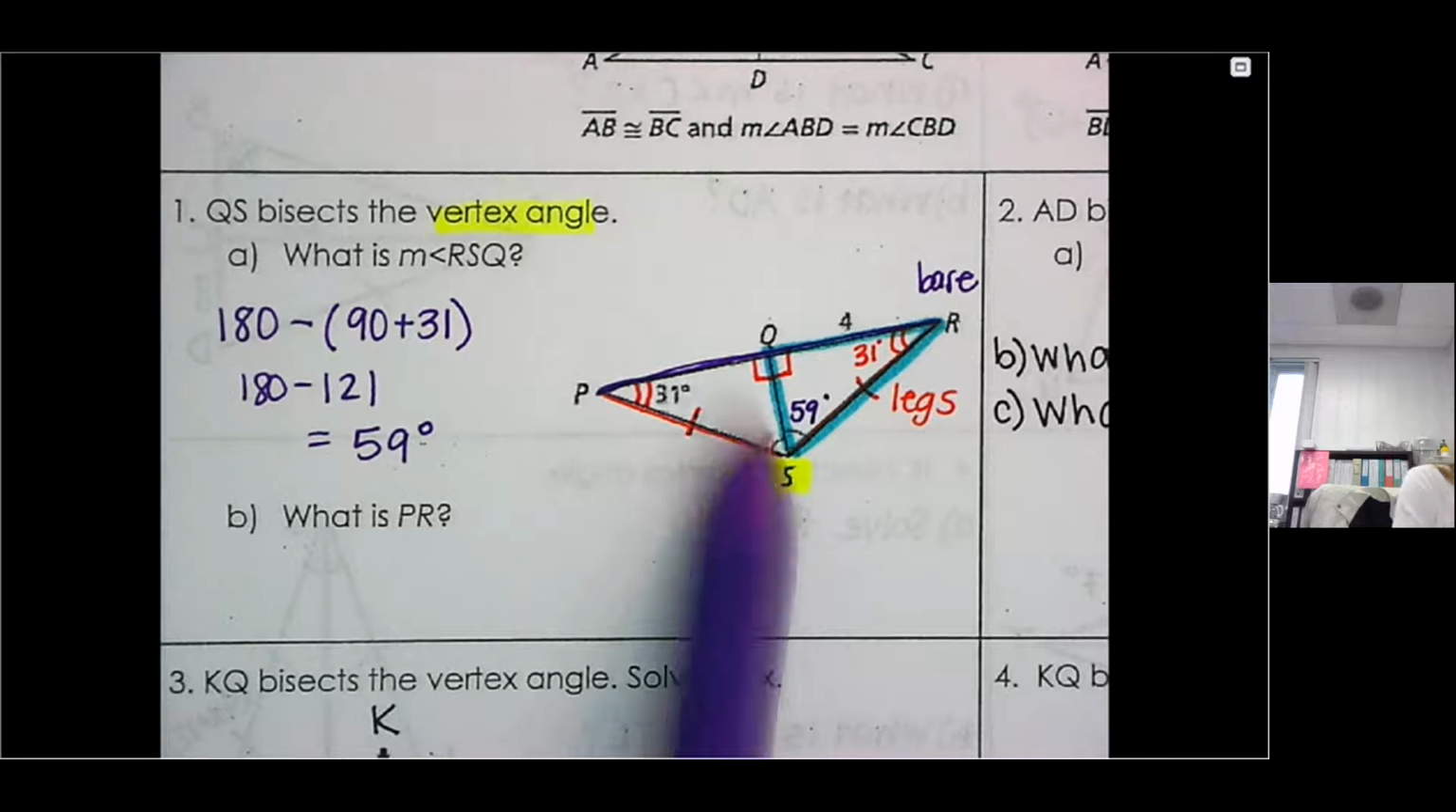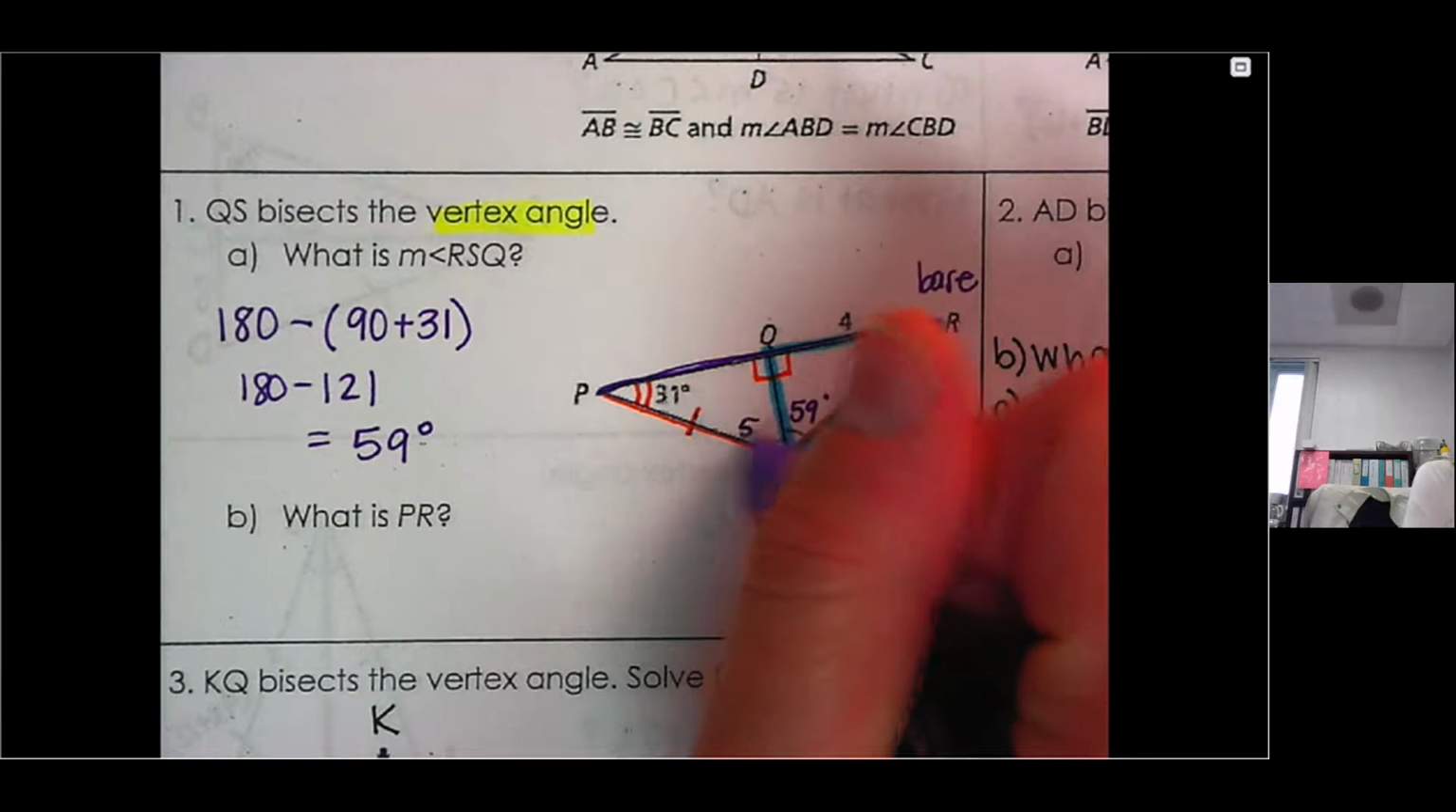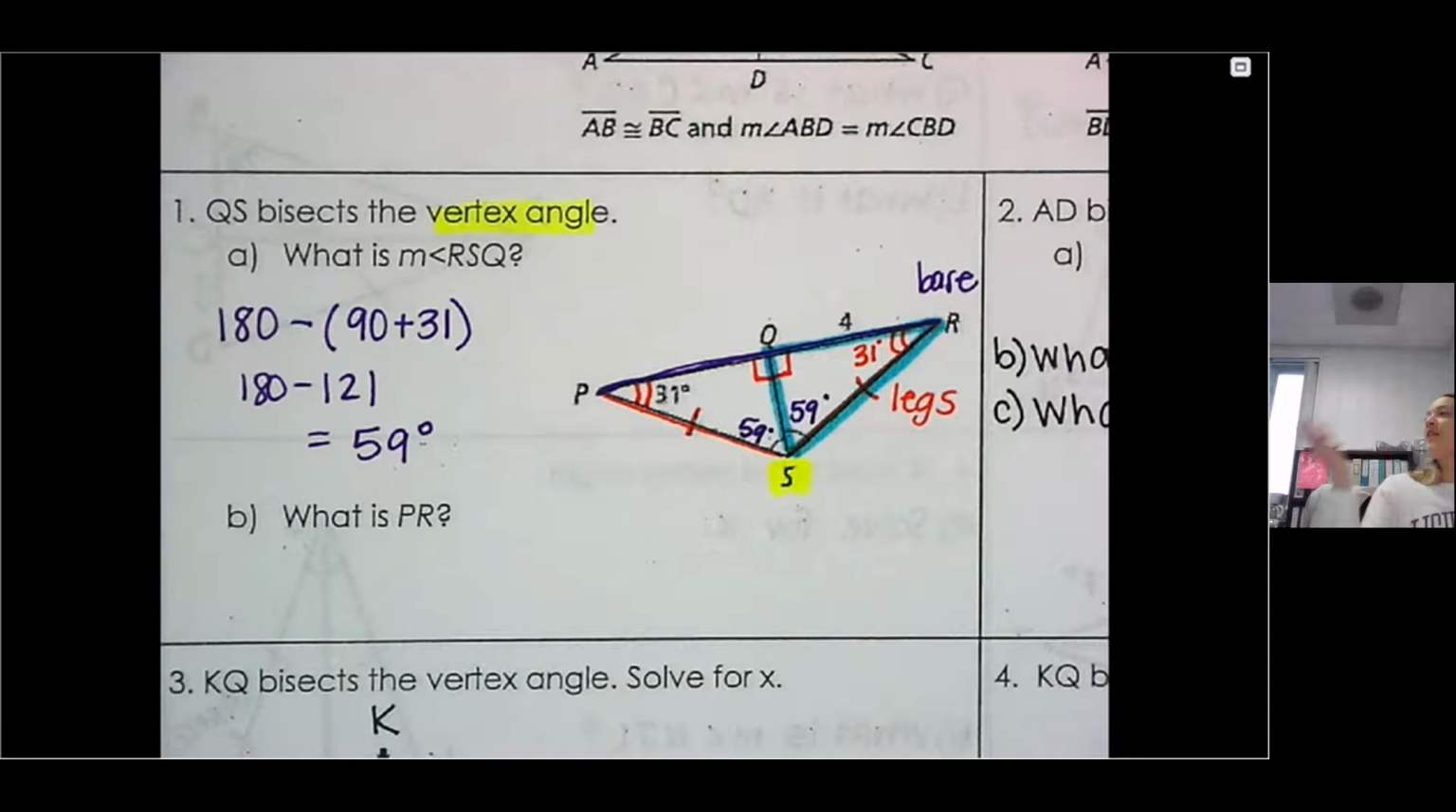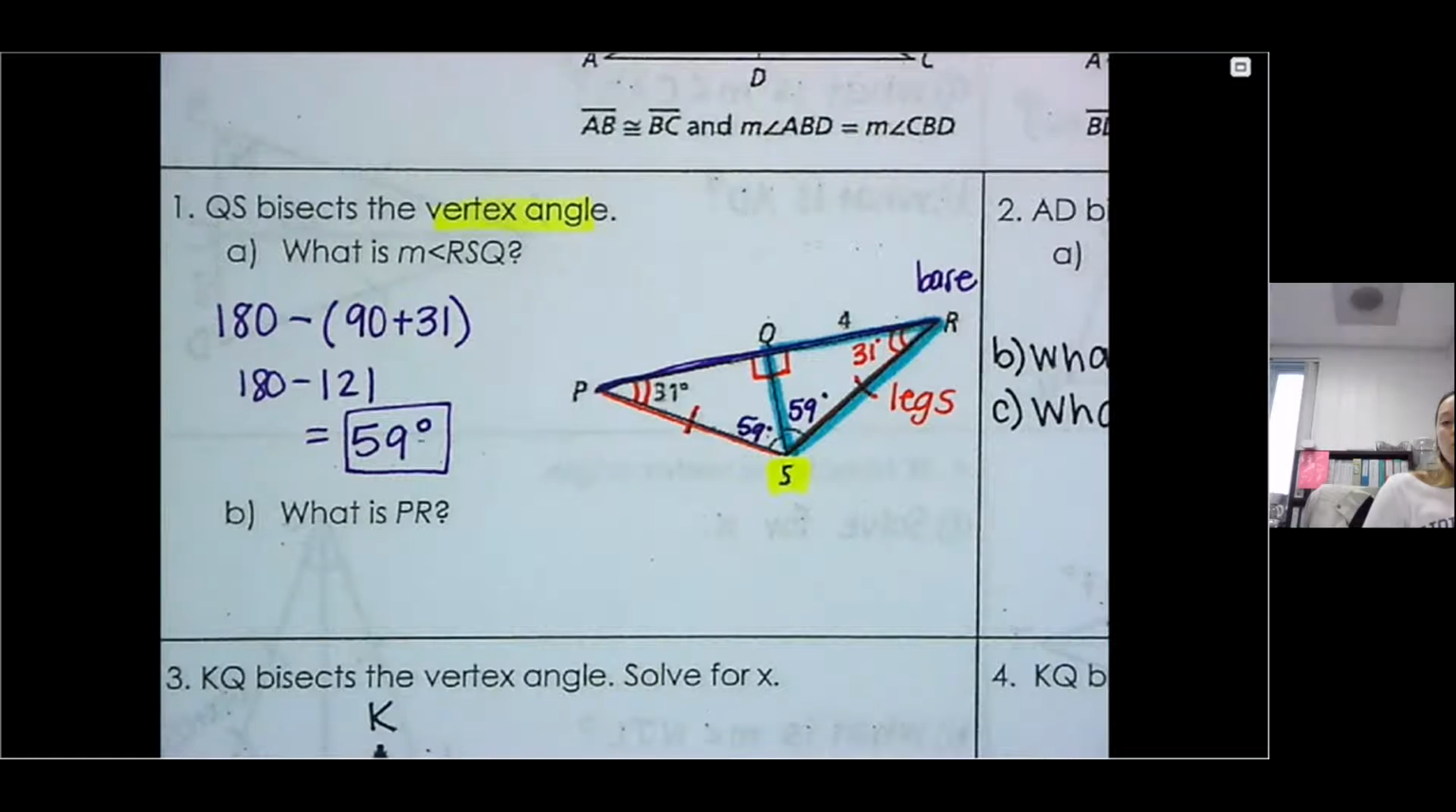59 degrees. So essentially it's the same triangle, just flipped. It's almost been reflected, right? You've got two triangles that have just been flipped over. And that's it. You figured out your answer. 59 degrees. Easy peasy, right? Okay, next question says, what is PR?